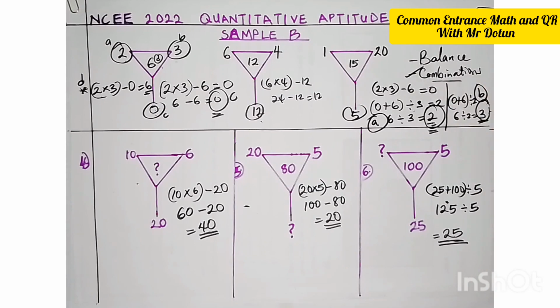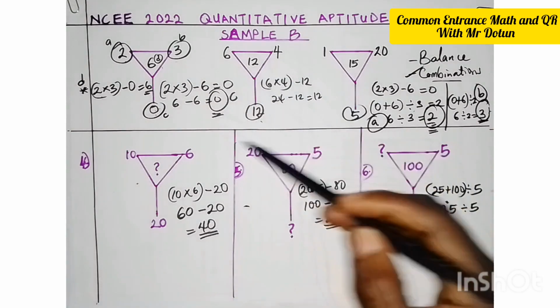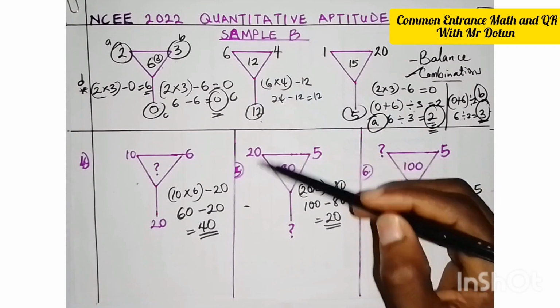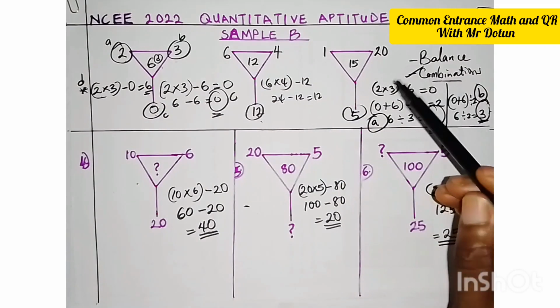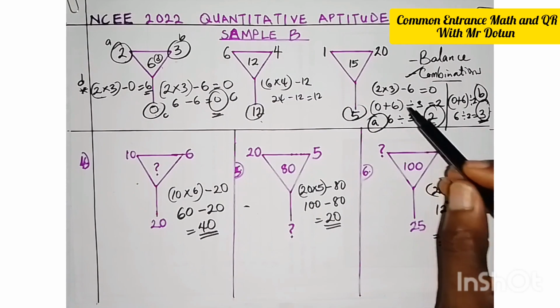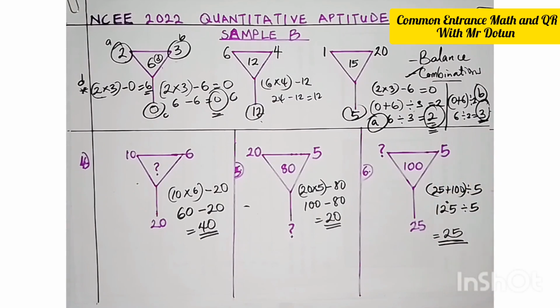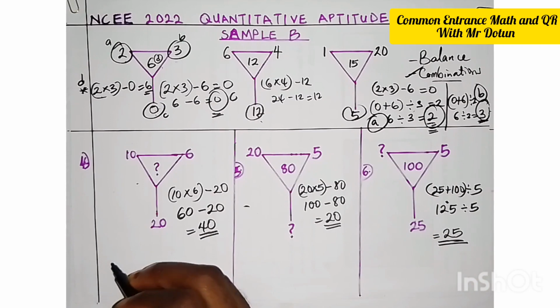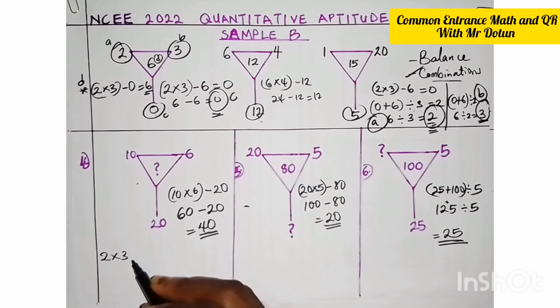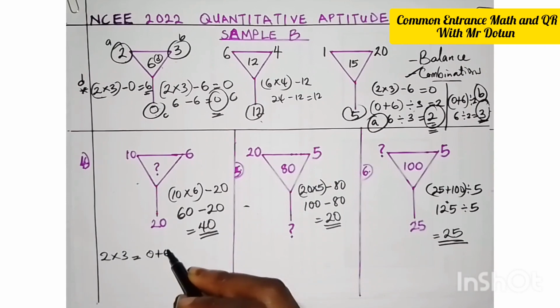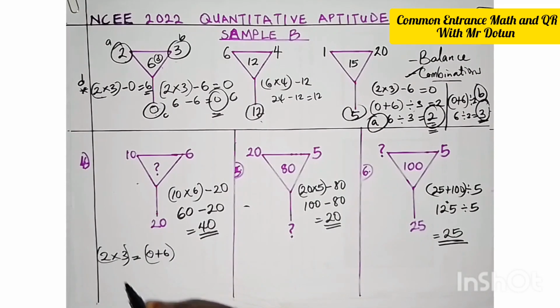So we've used combination. If you want to use balance for this, you're trying to pair. Since you have 4 numbers in the pot, you pair them to see if they can be equal. And from what you have done with our combination, I could just point that out for you. So for the balance, you see here, 2 times 3 is equal to 0 plus 6. Can you say that? So 2 times 3 is 6 and 0 plus 6 is 6. So balanced.